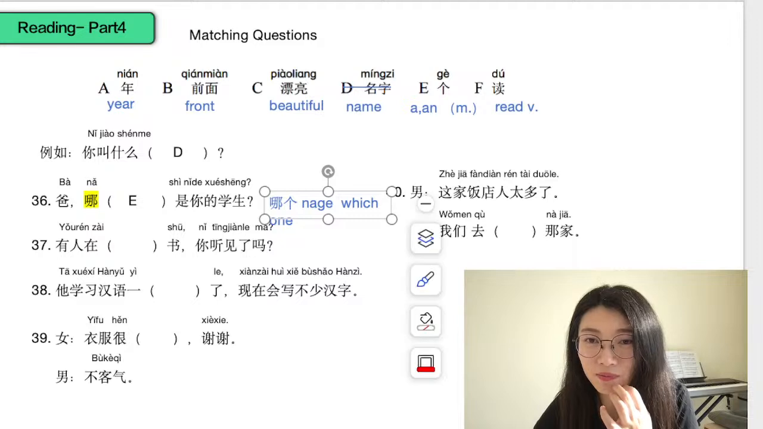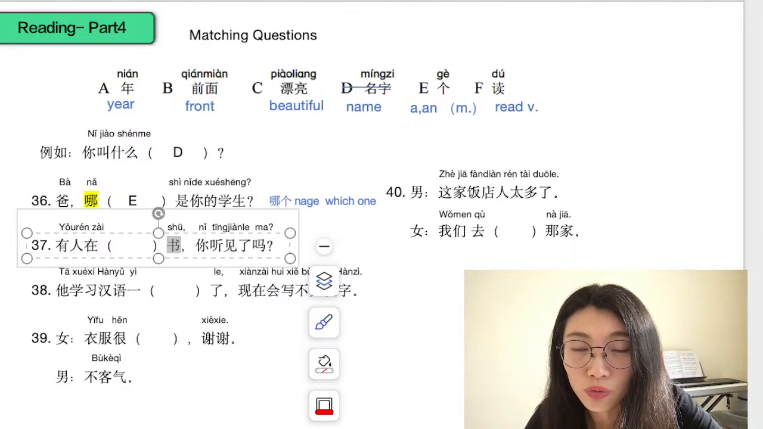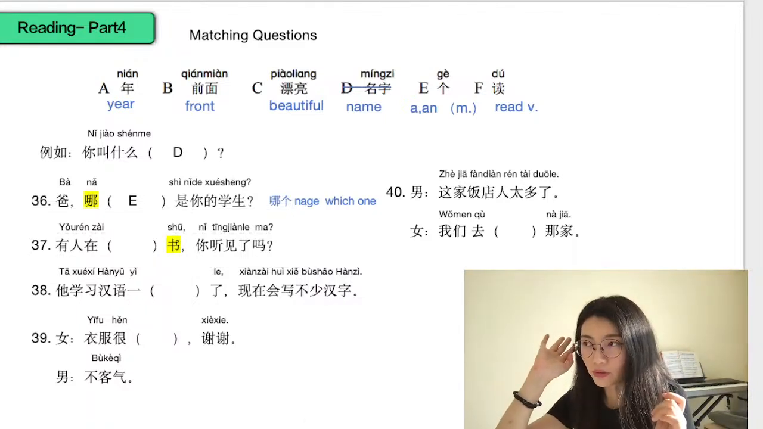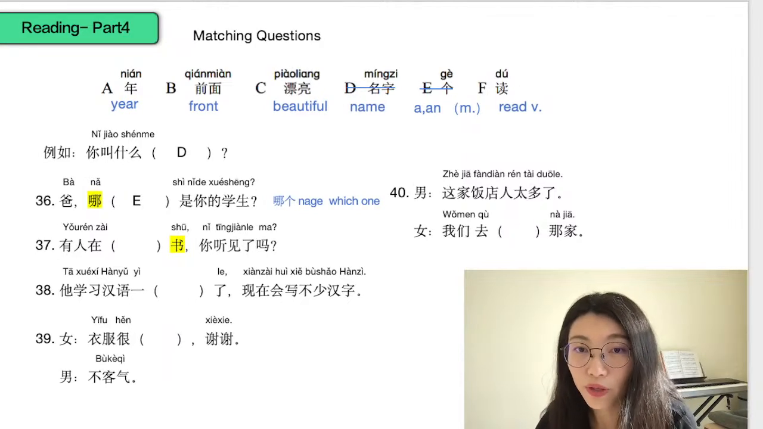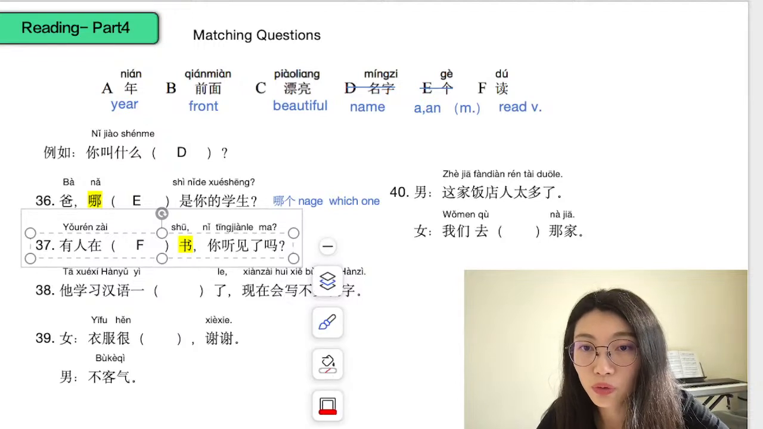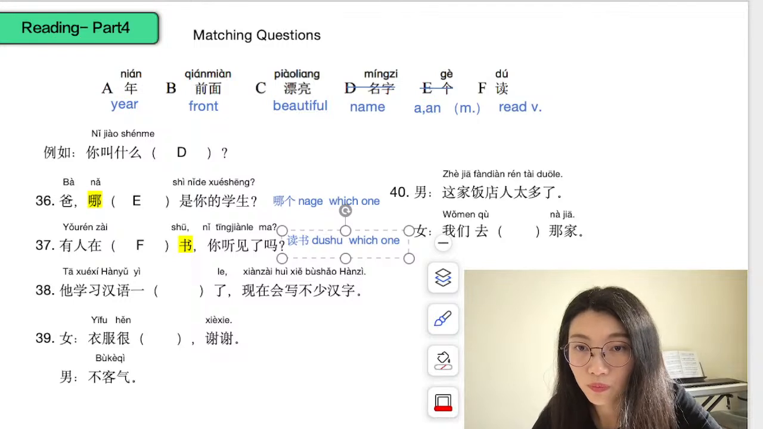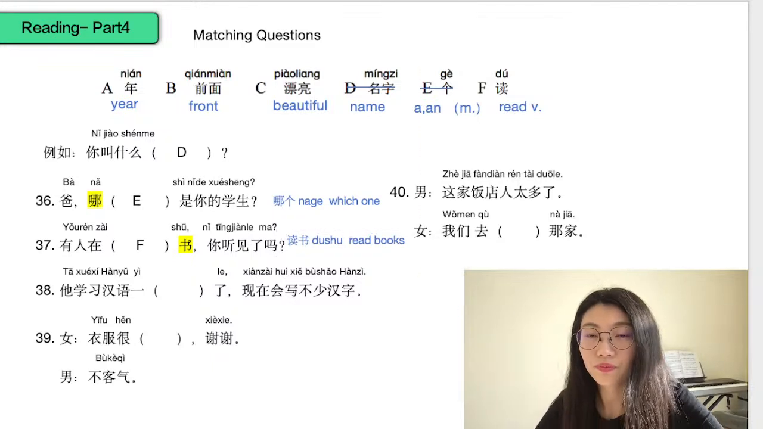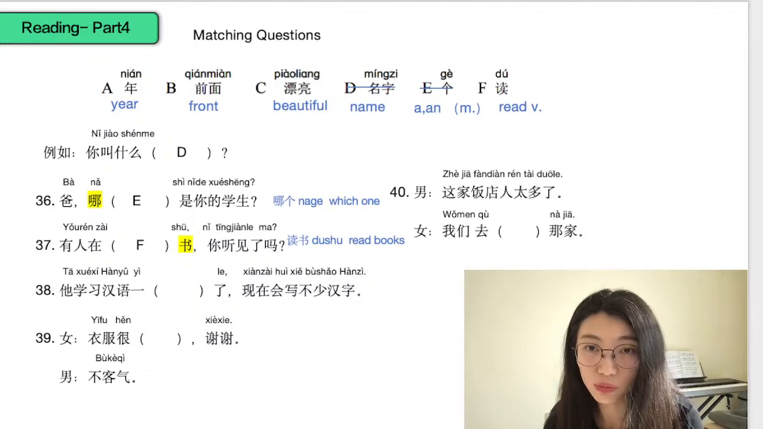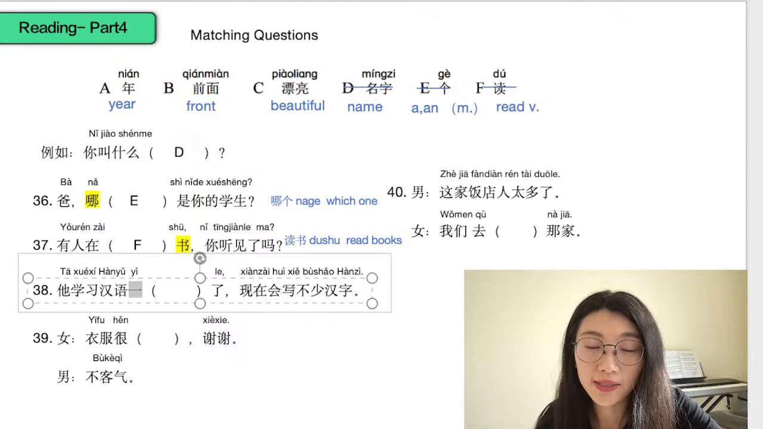好，那37有人在什么书. 什么书呢？你听见了吗？Did you hear it? 什么书, A, B, C, D, which one do you choose? 哪个. 把这个也擦掉. OK, we choose F. 在读书, here 读书 means read books. Or we can also say 看书. 读书, 看书, both are okay.